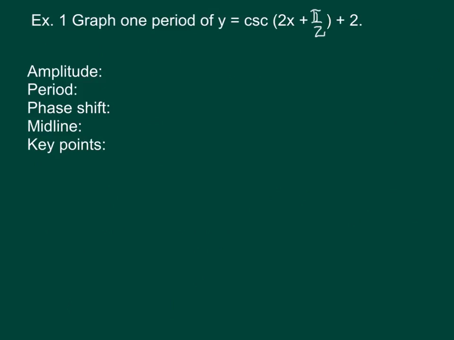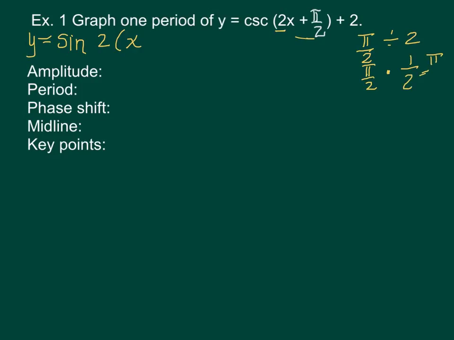So in example 1, we're going to look at this graph of cosecant. But remember, we're going to use the sine graph. So I'm going to just rewrite this. Remember, we got to factor out a 2. So when you do pi over 2 divided by 2, that's pi over 2 times the reciprocal, which is 1/2, which is why it's pi over 4.